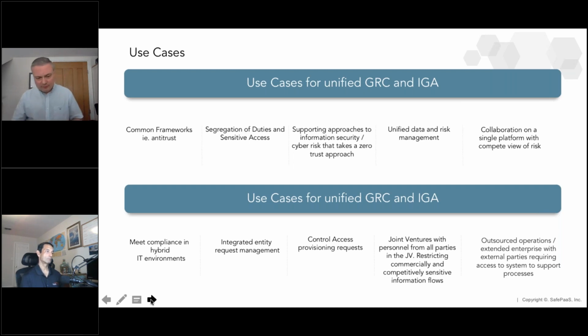And another one for me that I've personally experienced in some of the work I've done in my career is working with organizations where they've set up joint ventures. And those joint ventures can have a multitude of external parties involved in them.